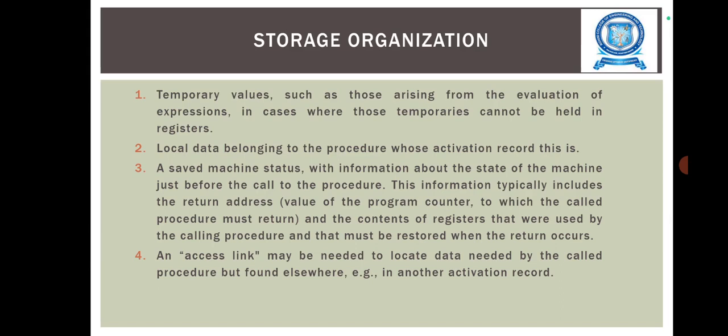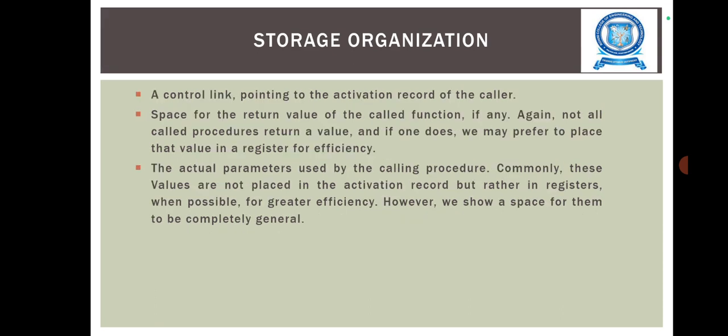This information typically includes the return address, or the value of the program counter to which the called procedure must return, and the contents of registers that were used by the calling procedure and that must be restored when the return occurs. An access link may be needed to locate data needed by the called procedure but found elsewhere, for example in another activation record. A control link pointing to the activation record of the caller. Here is the space for the return value of the called function, if any.